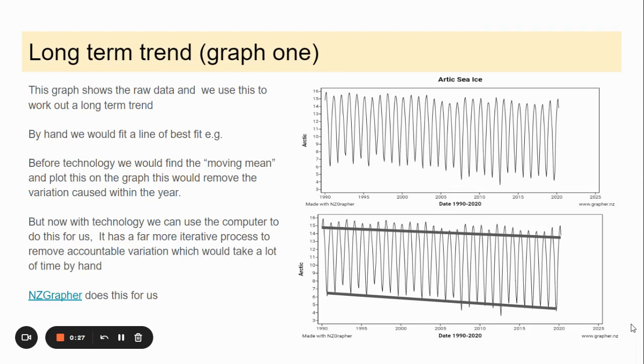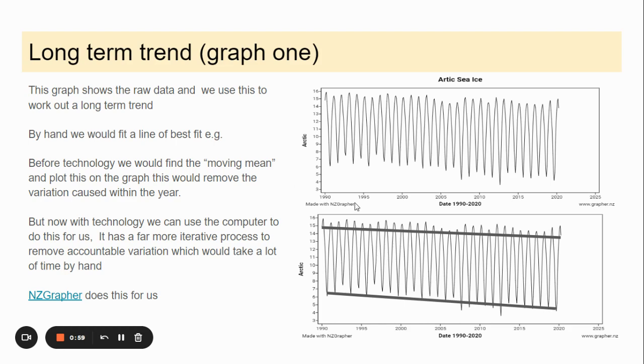So the long-term trend is put over the top of a graph so that we can see what's happening over the whole period of time that the graph is drawn for. So this graph shows the raw data. It goes up and down all over the show, the Arctic sea ice graph. And we want to work out the long-term trend. By hand, we would have fitted a line of best fit. So we would have perhaps said, okay, sort of halfway through, it kind of goes like this, halfway through. And we can see that it's got a downward slope to it. So we'd be talking about it decreasing.